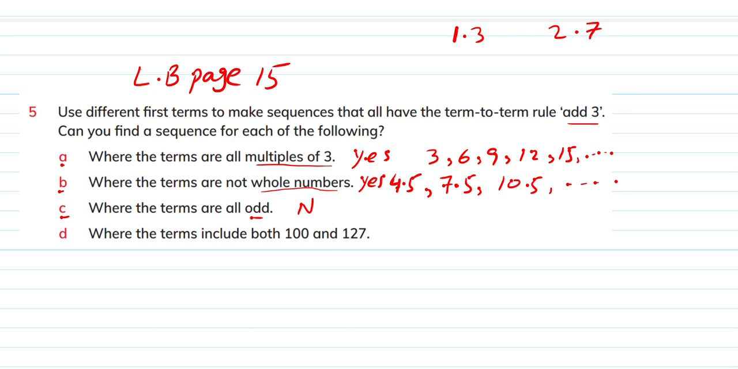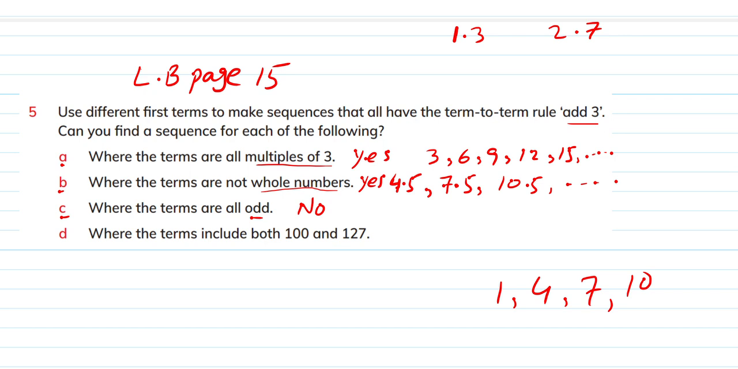Yes. You know why? Think about any starting number. Let's start with 1, no problem. If you add 3 to this one, the next term will be 4. If you add 3 to this one, the next term will be 7. Add 3, the next term will be 10. So you can see all numbers will not be odd by adding 3. We cannot make any such sequence where we add 3 every time and still all terms will be odd. Understood?